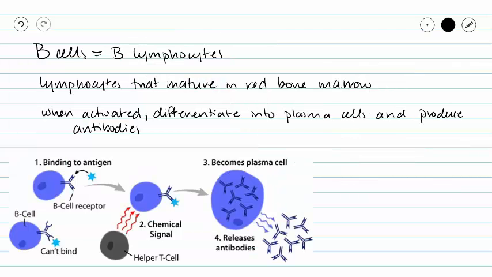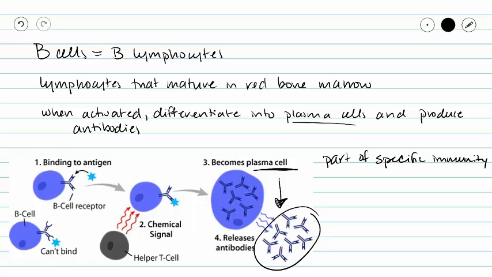Next up we have B cells, which are sometimes called B lymphocytes, or you may see plasma cells, but we're actually all talking about the same thing. These are lymphocytes that mature in our bone marrow, and when they are activated, they differentiate into a plasma cell, which then produces tons and tons of antibodies. Now, our B cells are also part of specific immunity. So these antibodies are going to be targeted to only one type of antigen, say the chickenpox.